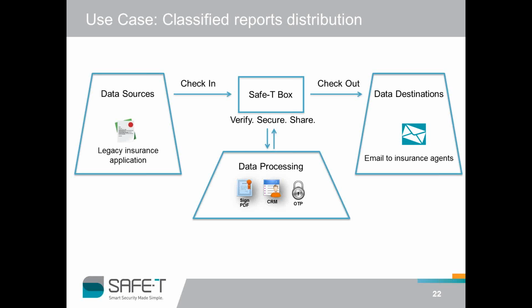Another use case, another example, is distribution of classified reports. So think about bank statements or insurance applications or insurance statements that need to be shared with lots of external users. The data source in this case is a legacy insurance application. The data is then checked in automatically into the safety box, which will run a verification process, sign the PDF document, and look at the CRM system for the email address and the mobile phone number of the user that is supposed to get the report. Then it will send an email to the external user or to the insurance agent, and the file will reside at the safety box until the external user comes and takes the file from the safety box.